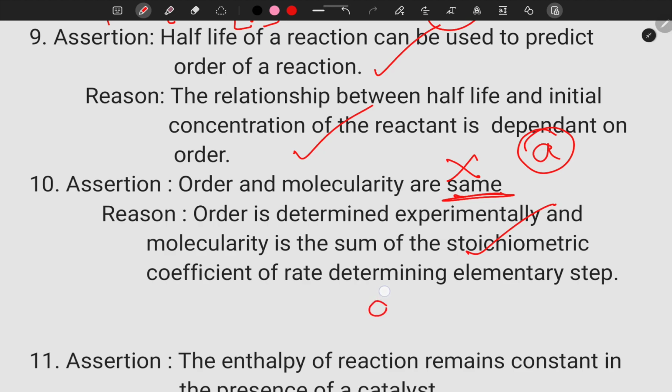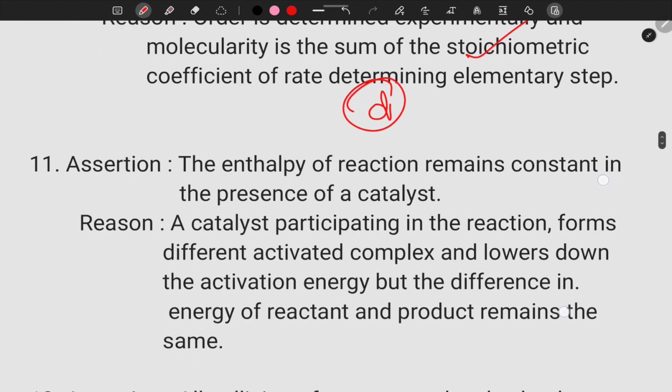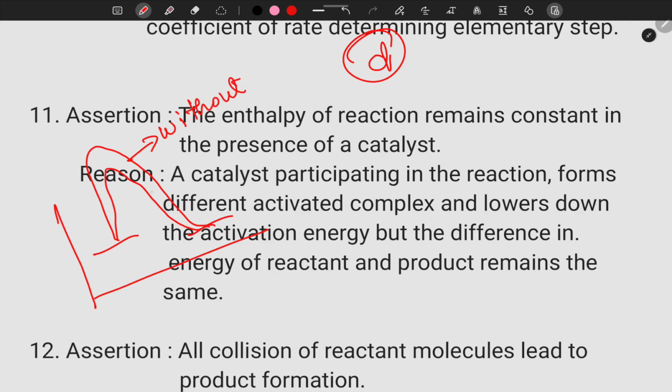So our option is D. Then 11th question. Enthalpy of a reaction remains constant in the presence of a catalyst. So when we use catalyst, the enthalpy of reaction. So this one without catalyst and the second one with the catalyst. Okay. So we used catalyst in both first case without catalyst and second case with the catalyst.